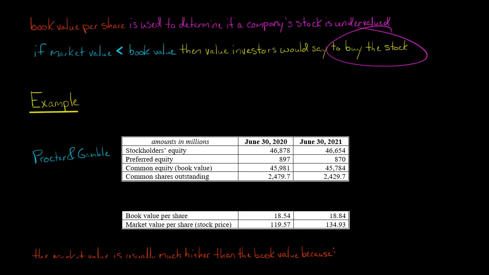Now, I looked up the stock price at the end of the day on June 30th, 2020 for Procter & Gamble, and it was $119.57. I also did these calculations over here for June 30th, 2021. Again, to get the common equity, you take the stockholders' equity minus preferred equity, then you take this divided by common shares outstanding, and you get $18.84 book value per share. And again, we have the market value much larger, more than 6 times larger than the book value per share.